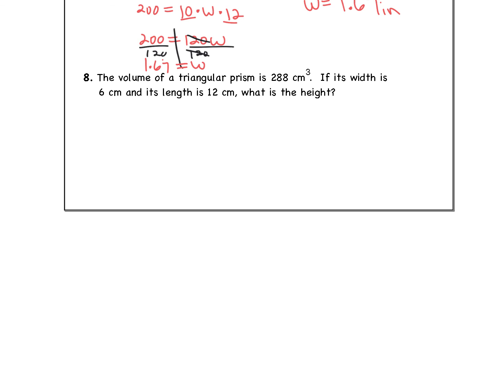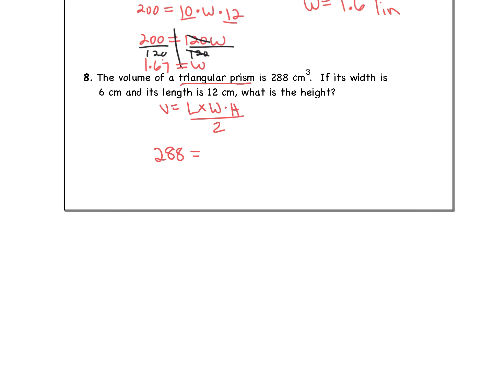All right, so let's try this one. Now it's saying the volume of a triangular prism is 288 centimeters. So triangular prism. So volume equals length times width times height, and then divided by 2. Remember, a triangular prism gets divided by 2. All right, so my volume is 288.